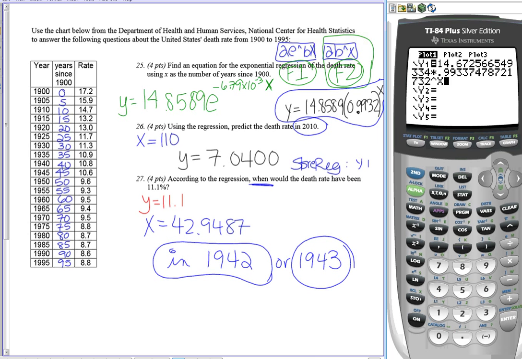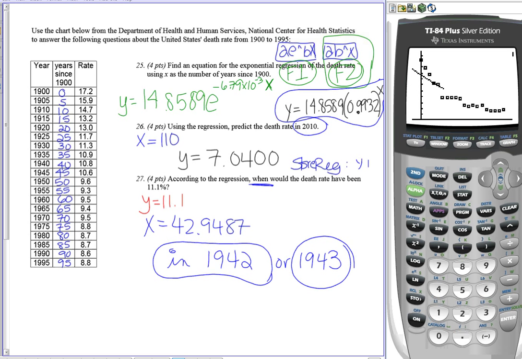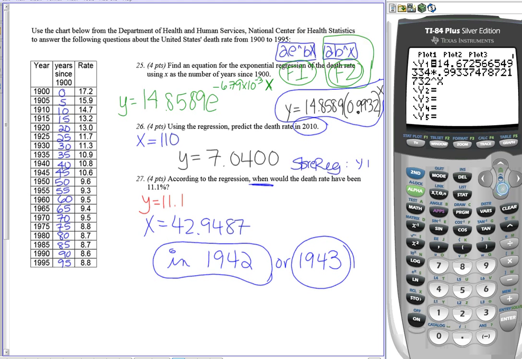So let me graph this, and we can see there's my scatter plot, and there's my curve going through it. If you want to get the curve only, so you want to get the scatter plot out of the way, you can go back to y equals and go up to plot 1 and hit enter, and that will turn that off. See, now it's not highlighted. It doesn't matter. You can do this either way.